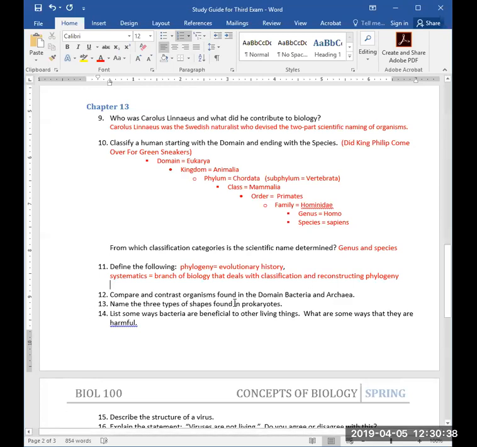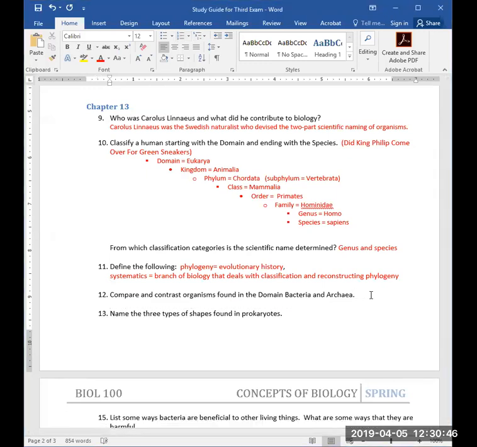So how do we tell the difference between bacteria and archaea? They're very similar because they're both prokaryotic. So both are prokaryotic cells, or organisms, single cell. But what are their differences? So this is the compare part.